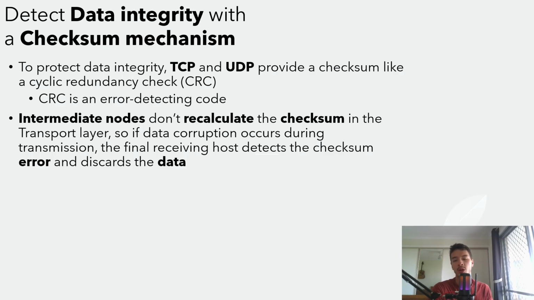So if data corruption occurs during the transmission, the final receiving host detects the checksum error and then discards the data. So it's not going to be checked in the intermediate nodes. It gets checked on the final receiving node, and if it's wrong, then it will get dumped.